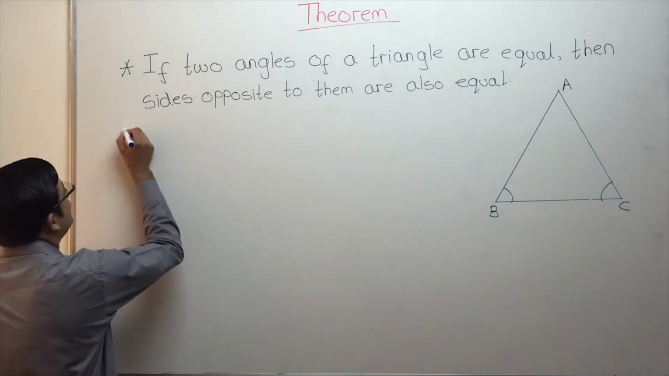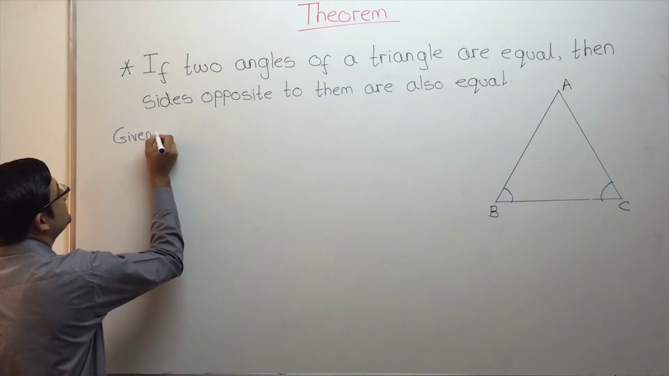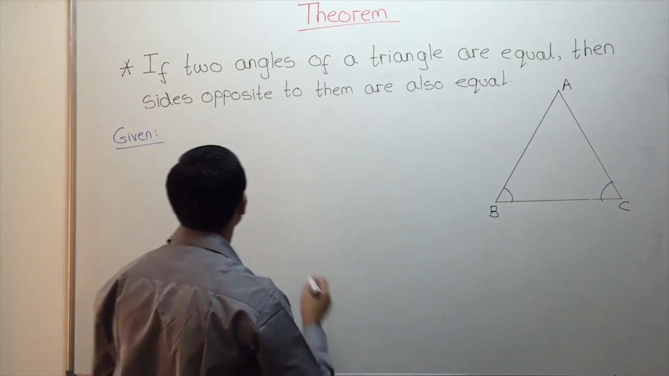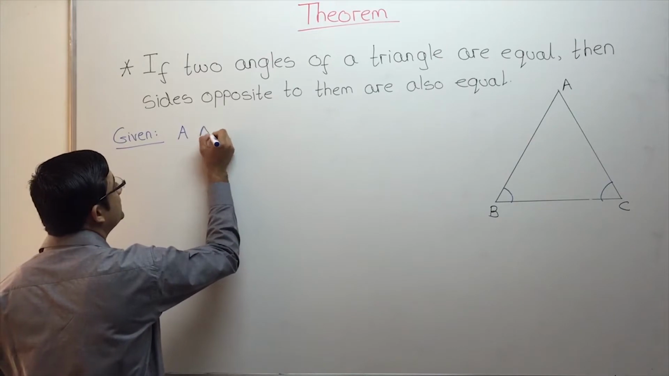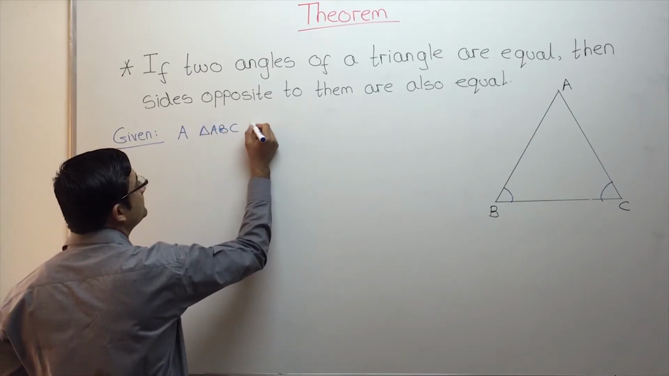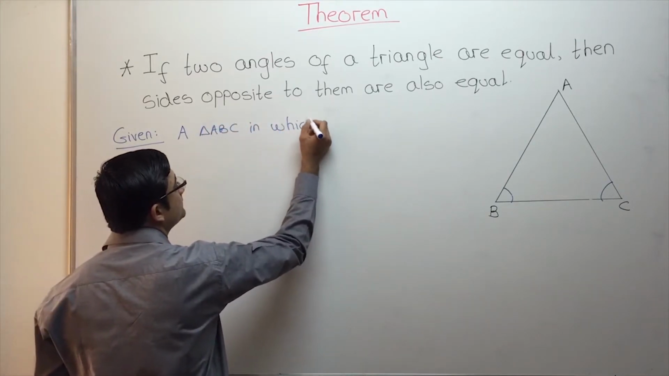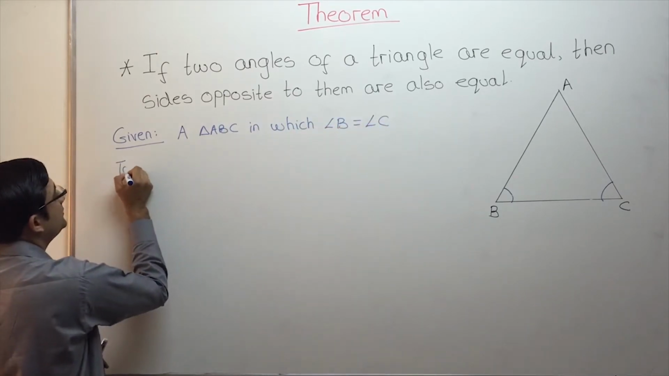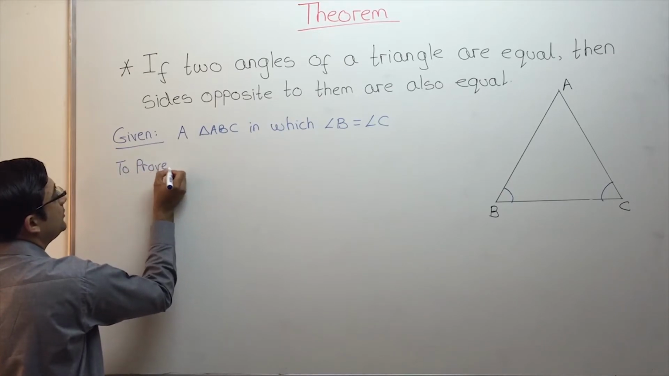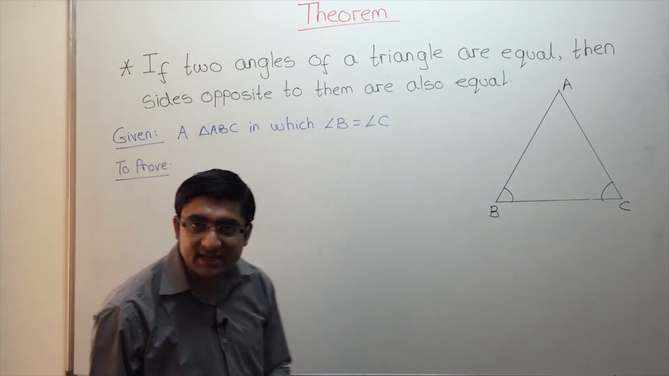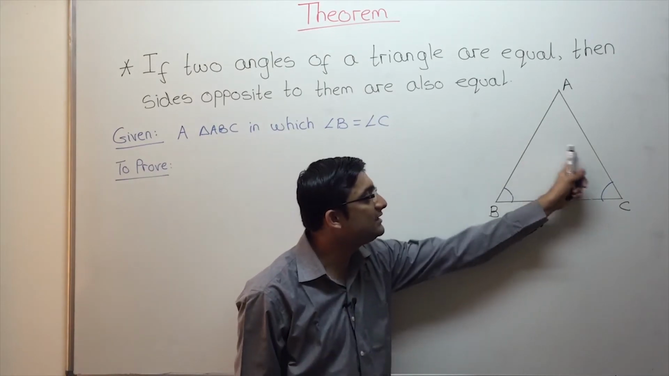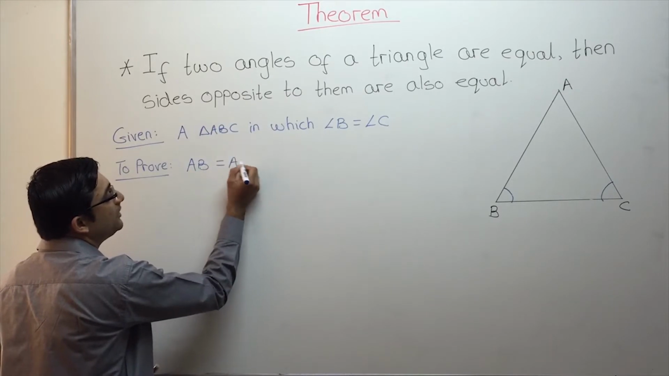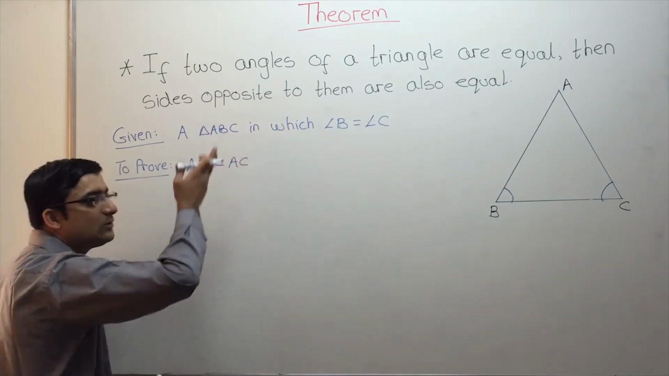This is what we're going to prove. So let's begin. First of all, what is given to us? Given a triangle ABC in which angle B is equal to angle C. Next, what do we have to prove? We have to prove that the sides opposite to these angles are equal. What are the sides opposite to this angle? AB and AC. So we have to prove that AB is equal to AC. So this is very important: what is given to us and what we have to prove.